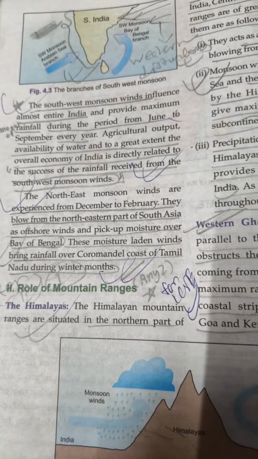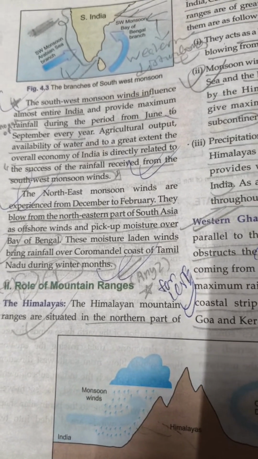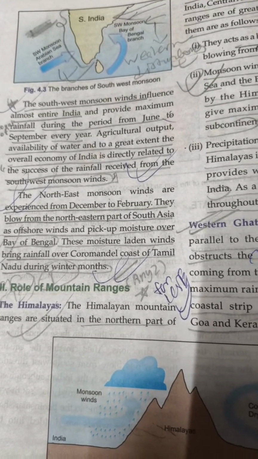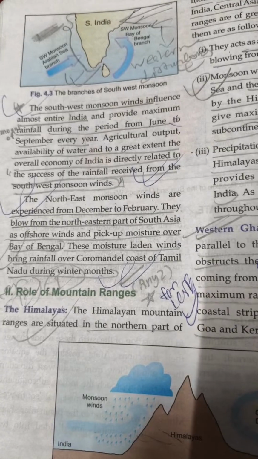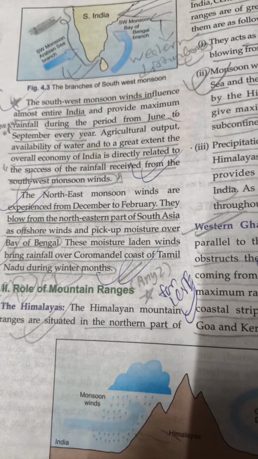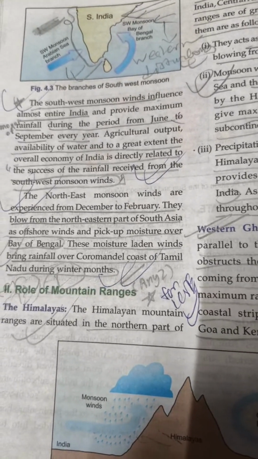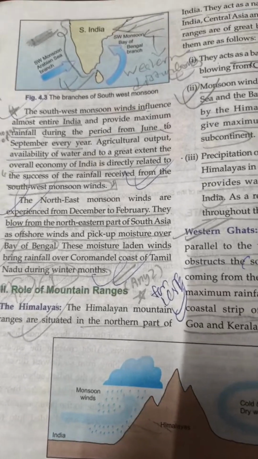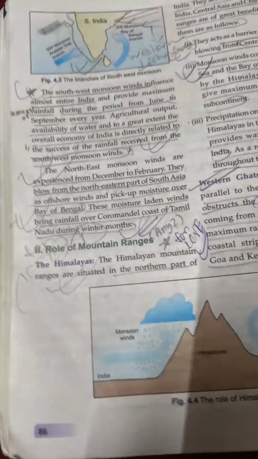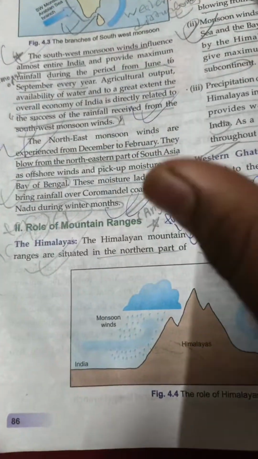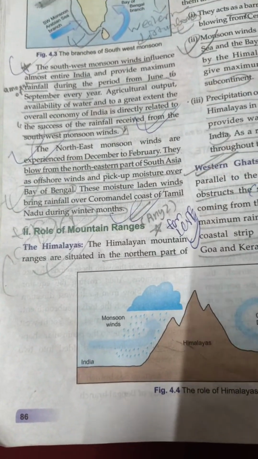They blow from the northeastern part. Which part? Northeastern part of South Asia as offshore winds and pick up moisture over the Bay of Bengal. These moisture-laden winds bring rainfall over the Coromandel coast of Tamil Nadu. Now, a question can come: which winds bring rainfall over the Coromandel coast of Tamil Nadu? That is the northeast monsoon wind. Reasons are given here. How it brings rain? Okay.